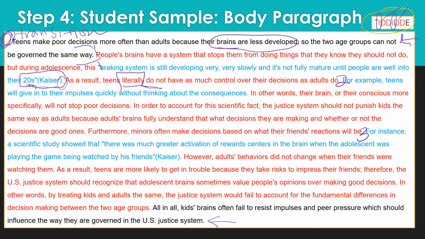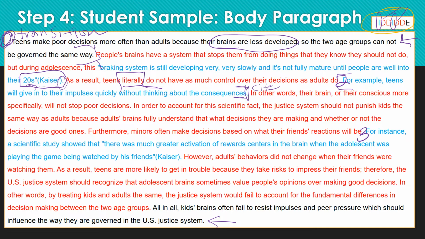For example, teens will give in to their impulses quickly without thinking about the consequences. In other words, well, before here, she needs to tell us where she got this, either at the beginning or the end. Girl, you gotta cite that stuff. In other words, their brain and their conscious, more specifically, will not stop poor decisions.